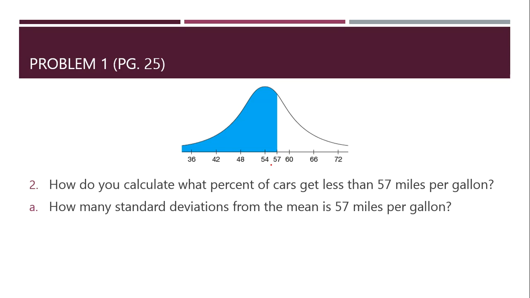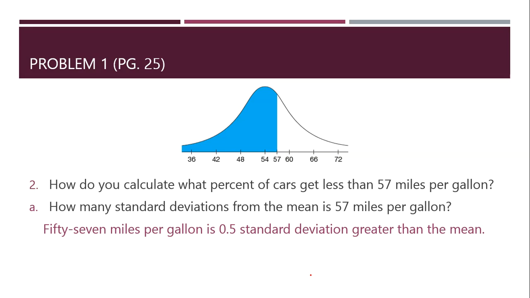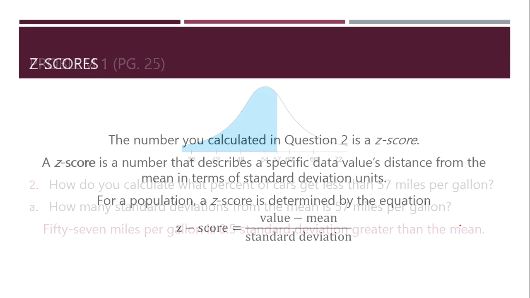So I don't know about you guys, but I noticed that 57 was halfway between my mean, which is 0 standard deviations, and 60, which is 1 standard deviation away. So I figure that means that 57 would be 0.5 standard deviation greater than the mean. That makes sense? But we need a better way to figure it out, because now you're realizing we can pick anything along this line, and we need a way to find the standard deviation for it.